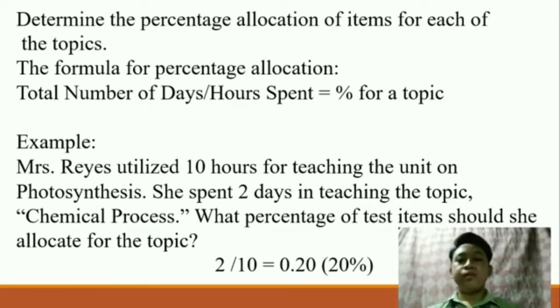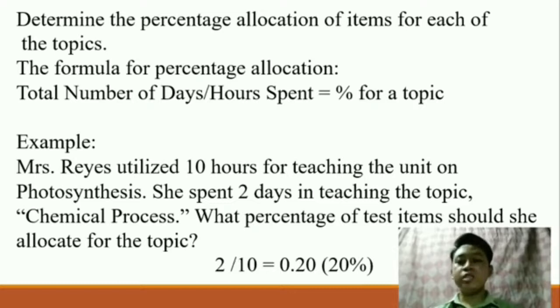Example, Mrs. Reyes utilized 10 hours for teaching the unit on photosynthesis. She spent 2 days in teaching the topic, chemical process. What percentage of test items should she allocate for the topic?